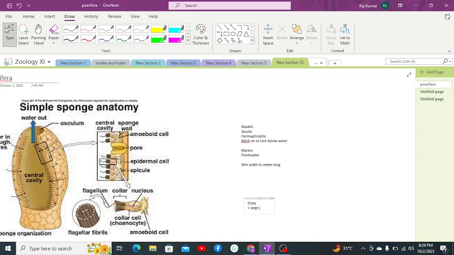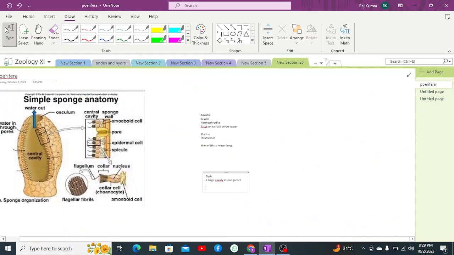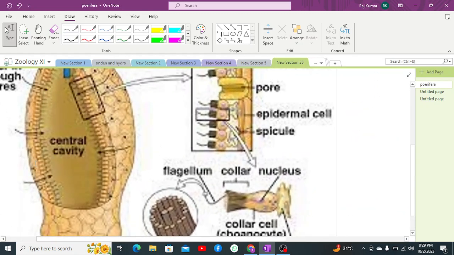large central cavity, which is known as the spongocoel. That spongocoel has water inside it, and they have several pores inside their structure, as you can see in the diagram. On their body wall there are several pores, known as ostia, which open into a large central cavity, known as the spongocoel.